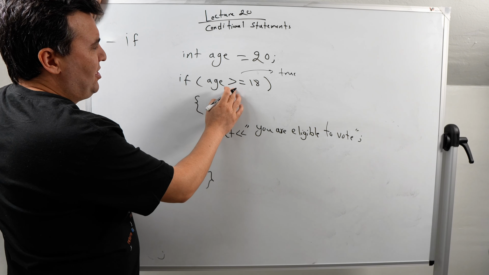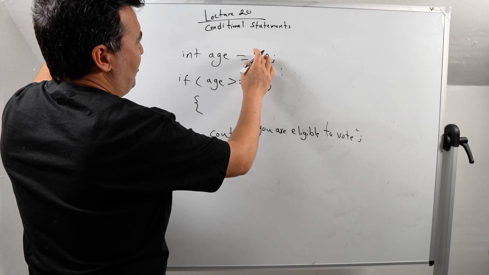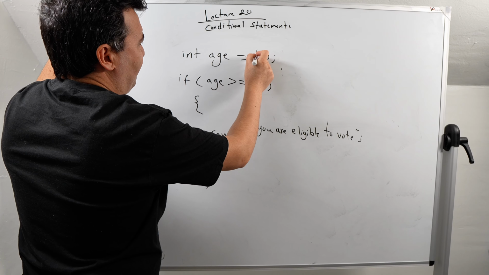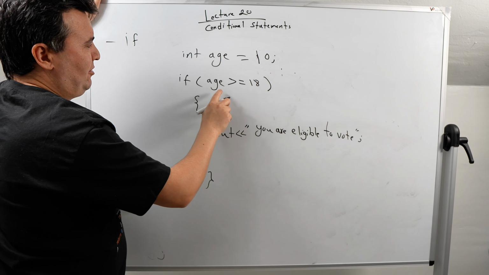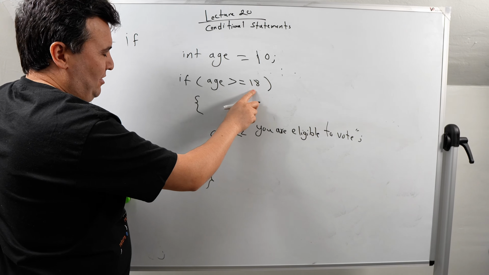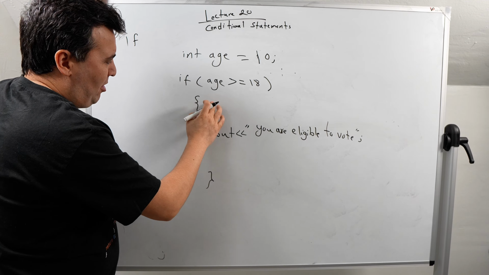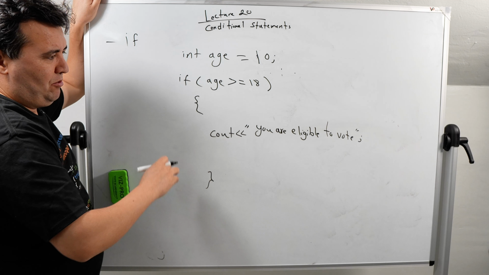But if the condition is false, say for example, if the age is 10, so 10 is not larger than or equal to 18, so the condition becomes false. So the body of the if statement will not be executed.